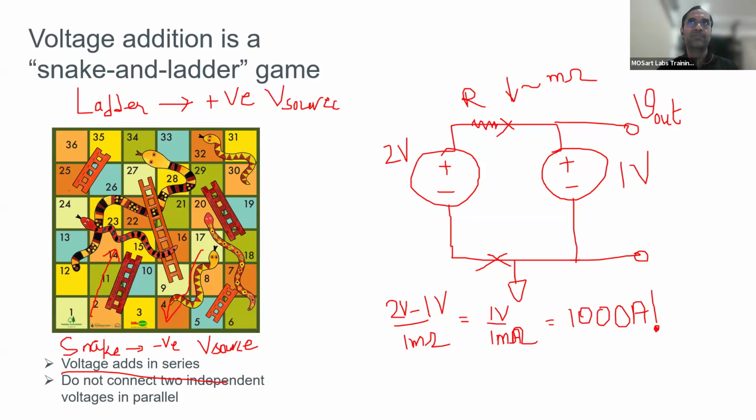If you connect this, what happens is, this is basically a small copper wire or something, right? If you do this, what happens? 1000 amperes will flow instantaneously. It'll spark and it'll just break. The circuit will break.